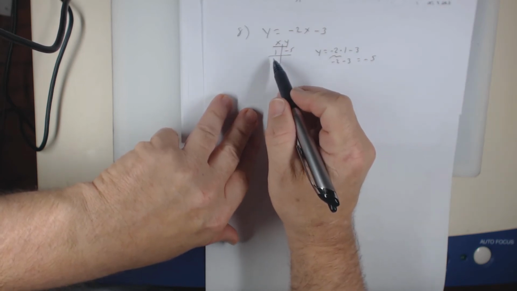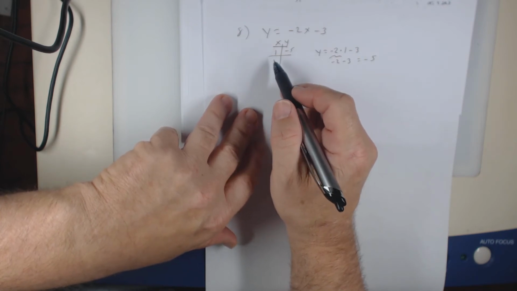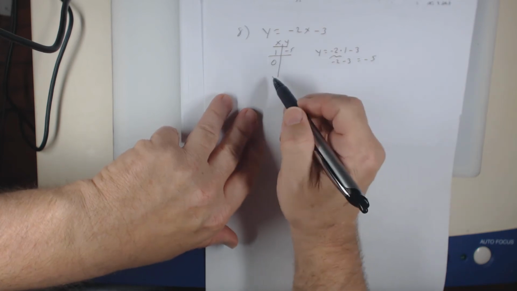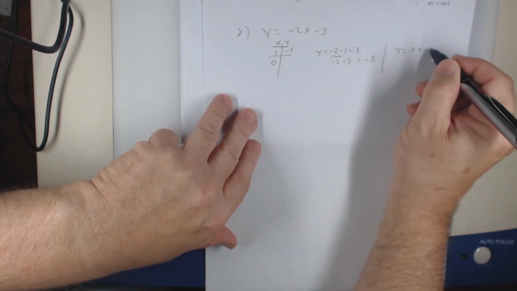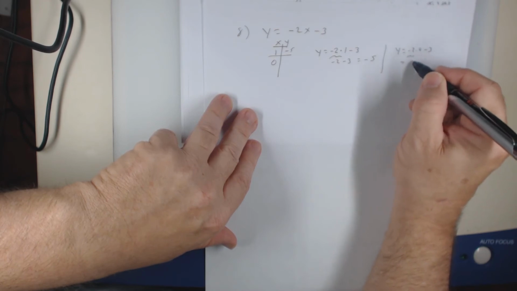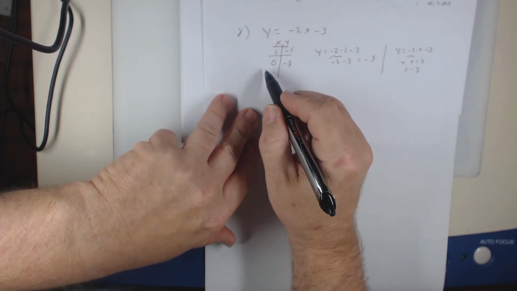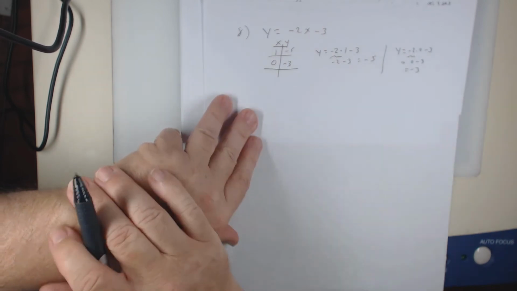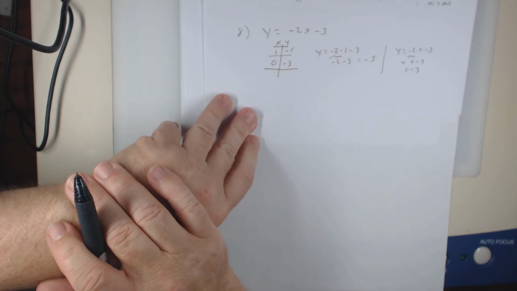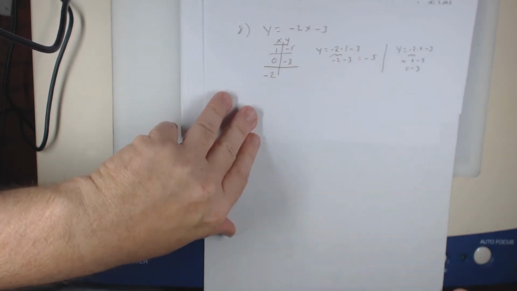Always try to choose negative numbers and 0 as well. When x is 0, what do we get? Let's see. y equals negative 2 times 0 minus 3. 0 minus 3, negative 3, right? So when x is 0, how many y values did I get? 1. So far it looks like this is a function. But let's try at least one more. When x is negative 2.